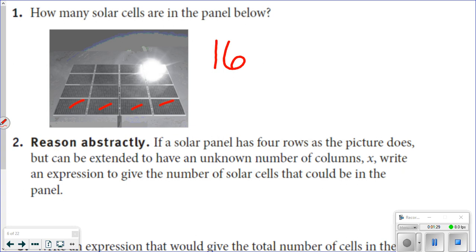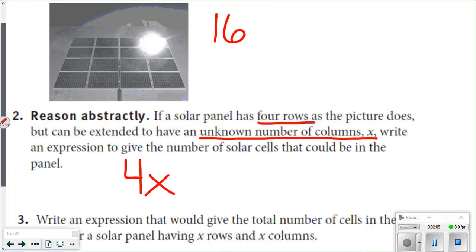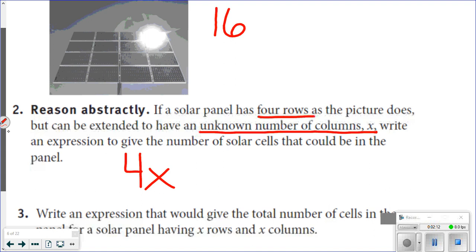If a solar panel has 4 rows, as the picture does, but could be extended to have an unknown number of columns, x, write an expression. An expression has no equal sign. Give the number of solar cells that could be in the panel. So I'm going to start with the 4 because that's the number of rows. And I would multiply that by the number of columns, which we don't know how many columns there are, so we're going to use x. 4 times x is written as 4x. Okay, so 4 rows times x columns.